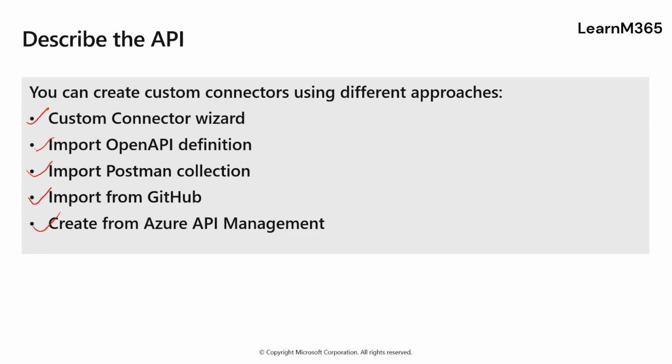Okay, so when you describe the API, you will use at least one of the following approaches, which I have highlighted. If you choose to import either an open API definition or Postman collection, you can still manually manipulate your connector definition in the portal.